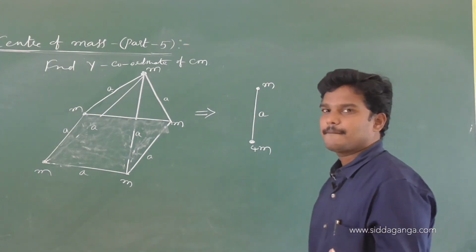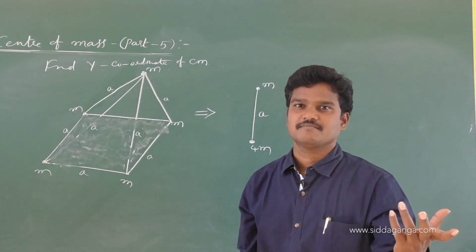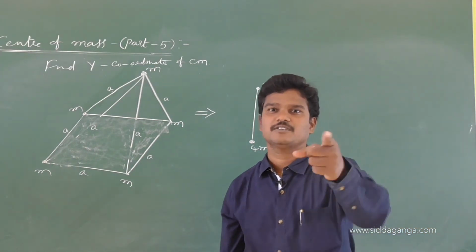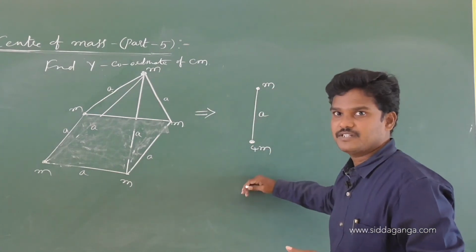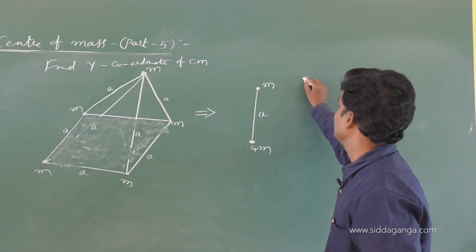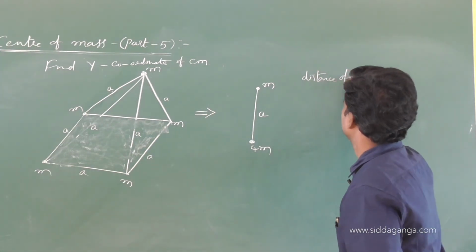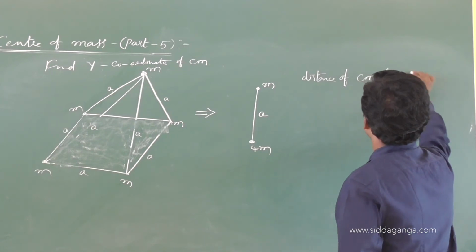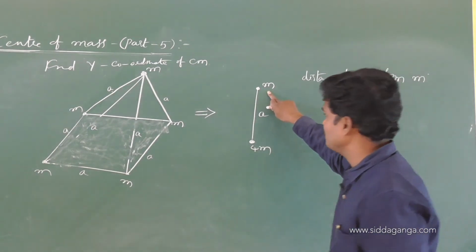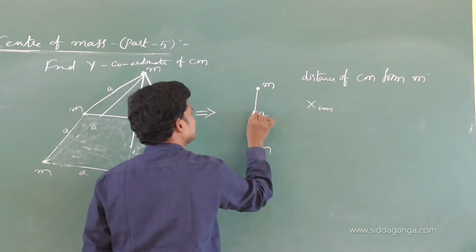Now you will get the y coordinate of center of mass. This is like 2 particles separated by some distance. Then we know how to find the center of mass of that system. Center of mass from this, center of mass from this. Let me find the distance of the center of mass from m. From m, this I am finding now.